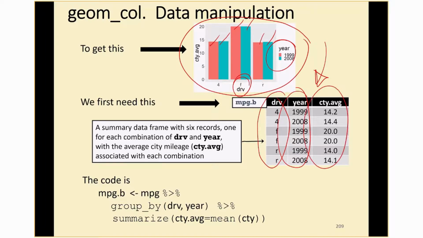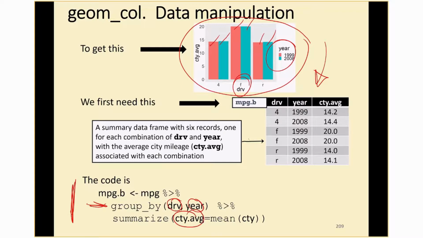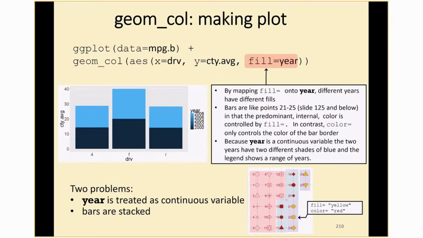So how do we do that? This is pretty much reviewed by now. We group by drive and year, and that's going to give us 6 records because we've got 3 drives and 2 years. And what variables are we going to have? We're going to have drive, year, and city average. So we've got that summary data frame in hand, and now we're going to make the column plot.